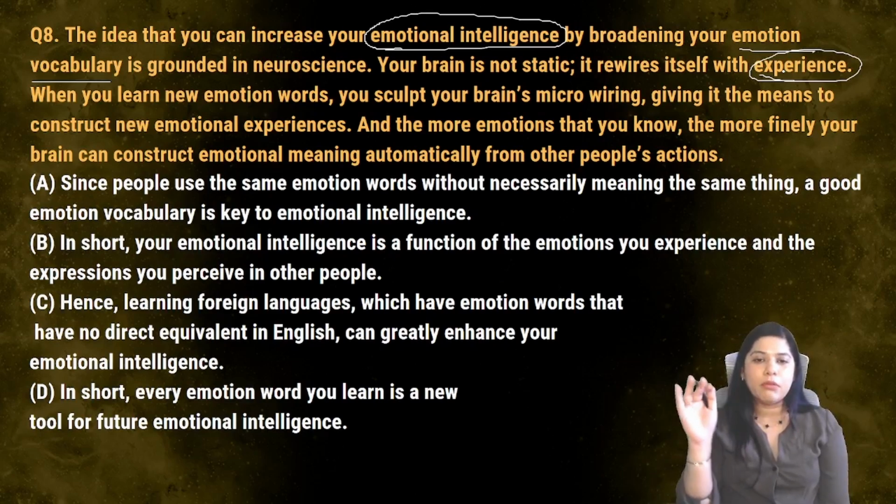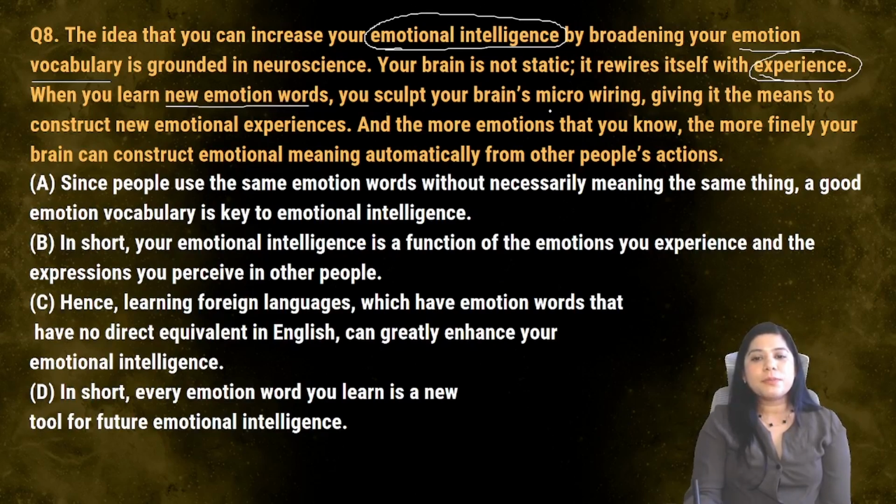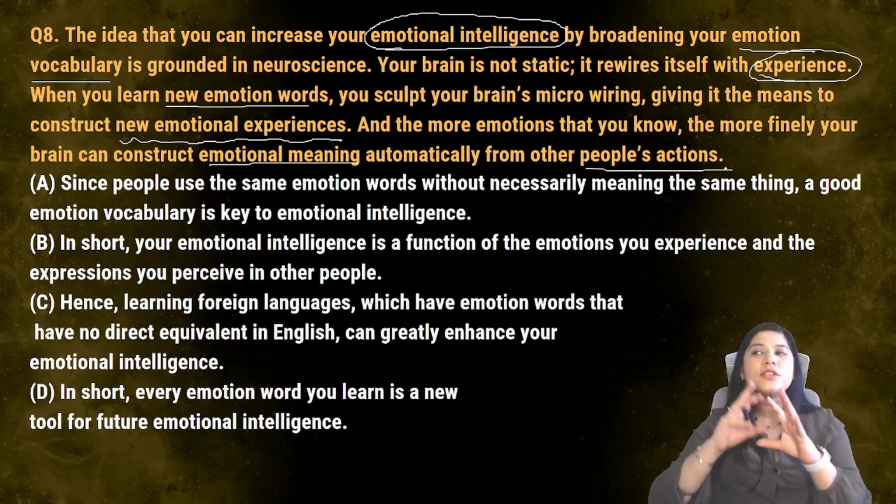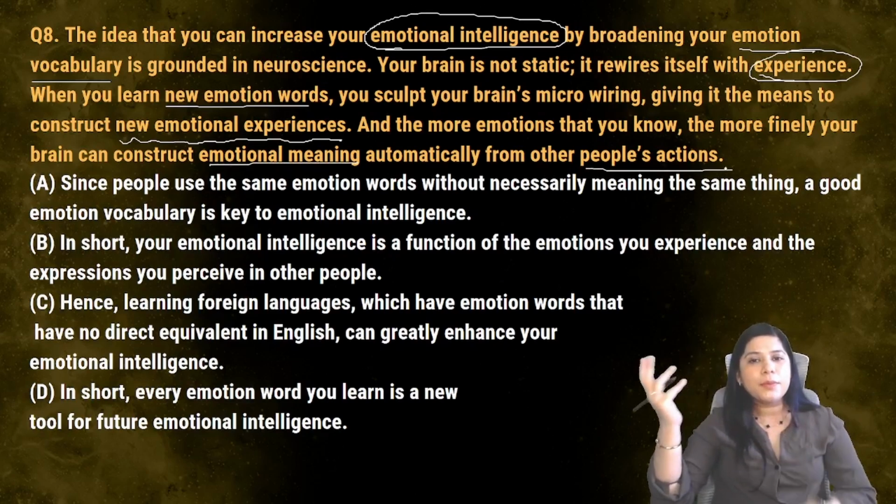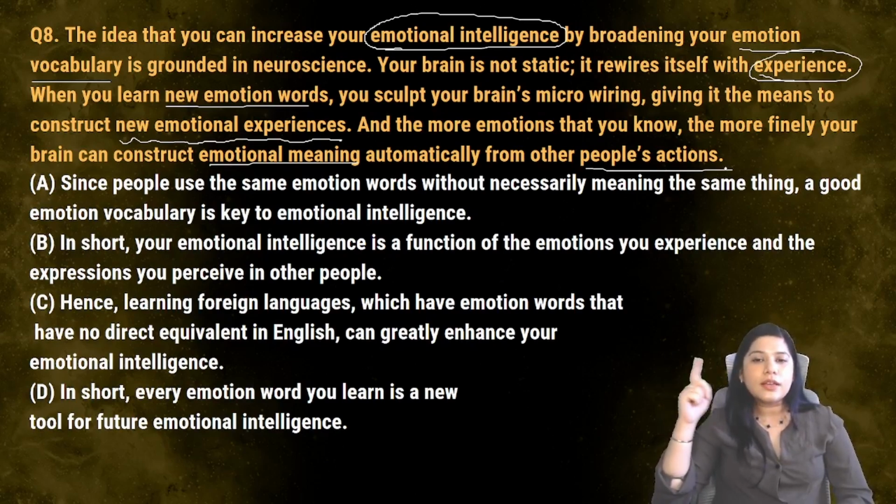When you learn new emotion words, you sculpt your brain's microwiring, giving it the means to construct new emotional experiences. And the more emotions that you know, the more finely your brain can construct emotional meaning automatically from other people's actions. As in, you will understand, okay, this person did that, maybe the person was feeling like that or thinking like that.